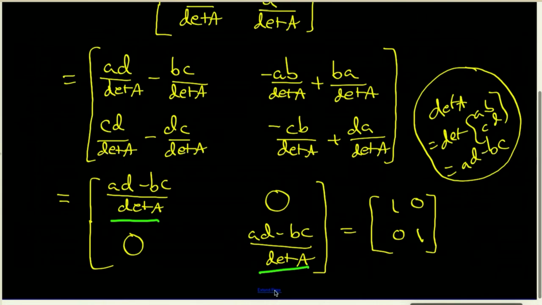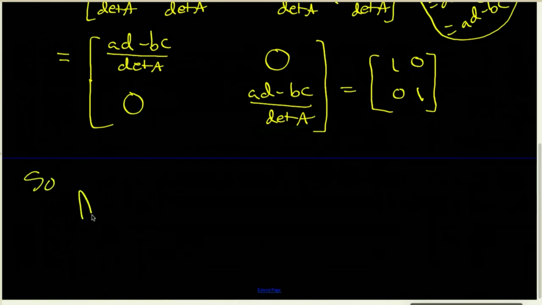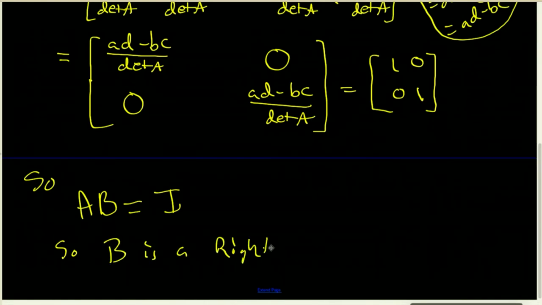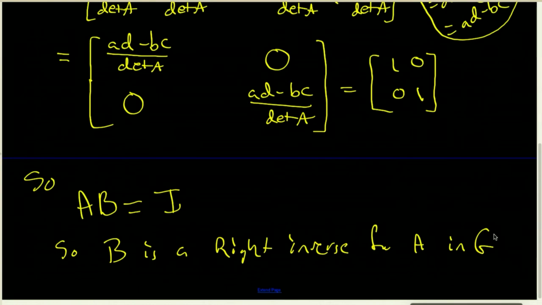What we now have is that A times B is indeed equal to the multiplicative identity for this particular structure. So B is a right inverse for A, and it is inside GL2.